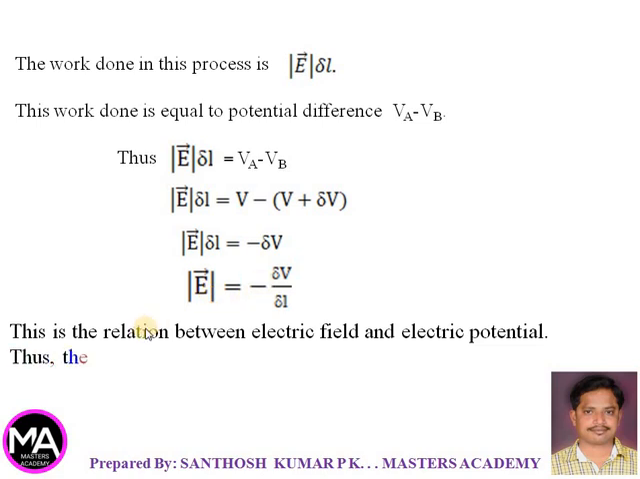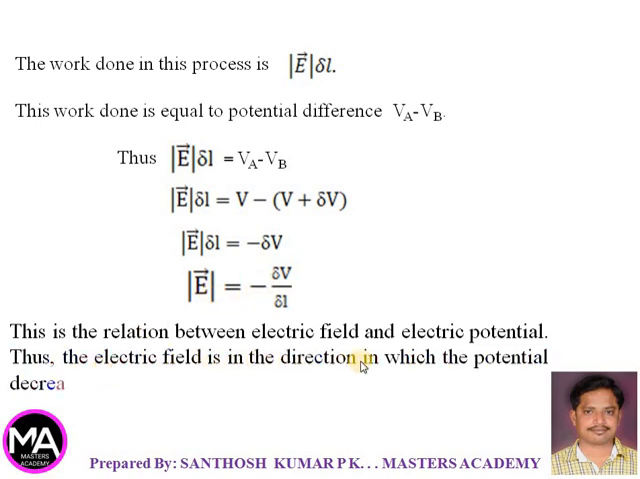This equation represents that the electric field is in the direction in which the potential decreases steepest. So you may also be asked the question in a twisted form, that is, show that the electric field is in the direction in which the potential decreases steepest. This is the answer for that.